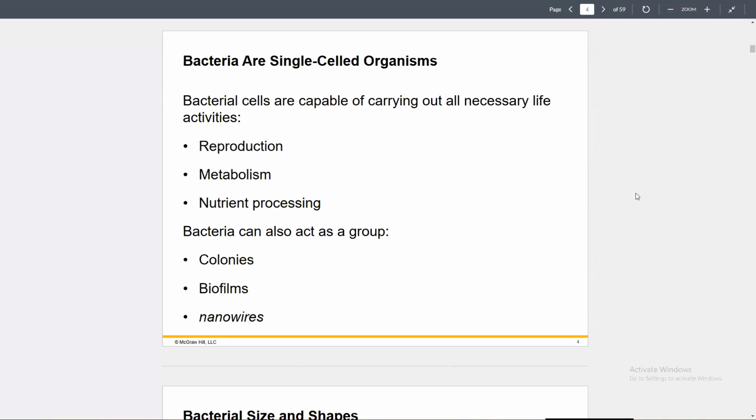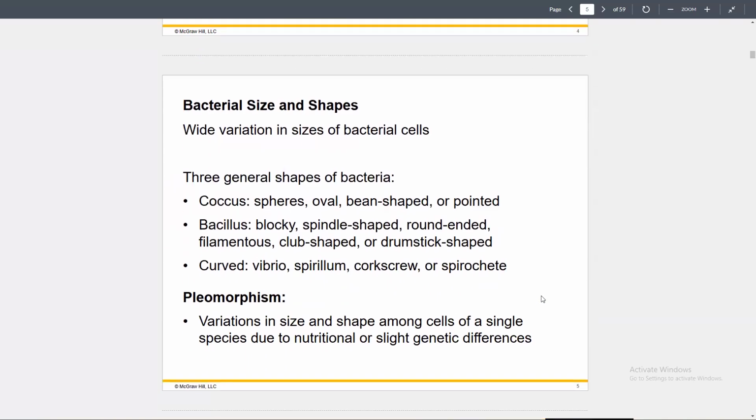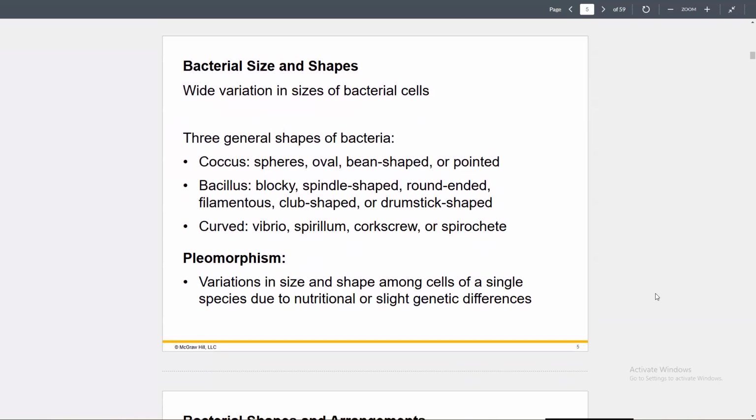They have the ability to signal between each other with waste products and other chemicals they can produce that notify the cells nearby what's going on. As far as nanowires go, I don't know anything about it, and I'm not going to ask you about it on the test. All right, we have 3 general shapes of bacteria: the coccus, the bacillus, and curved.